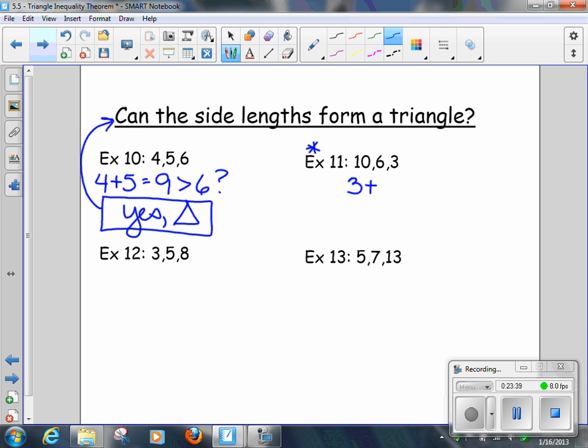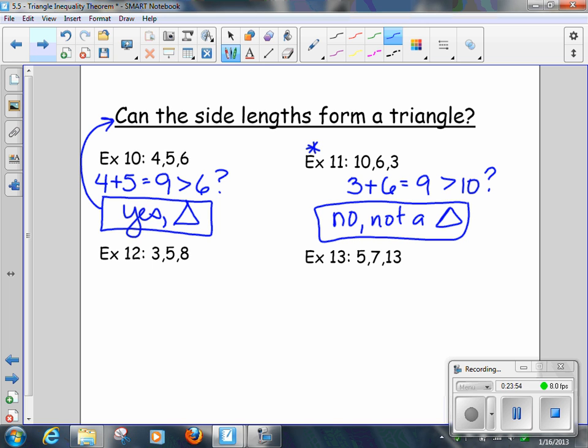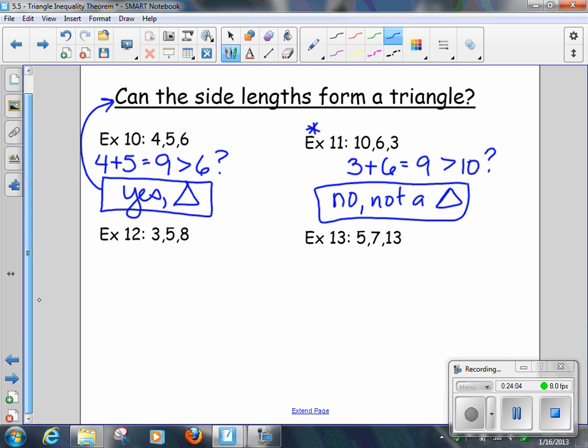So we're going to take 3 plus who? 6 is 9. Is 9 greater than 10? No. Oh, what's that mean? No, not a triangle. Oh, looky, looky, looky there. Isn't that easy? Thanks, Joseph.